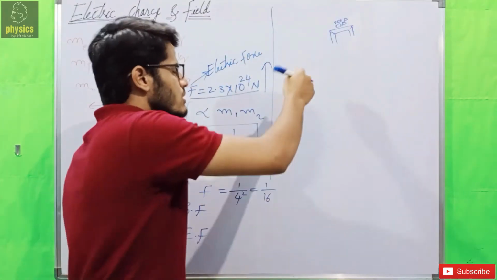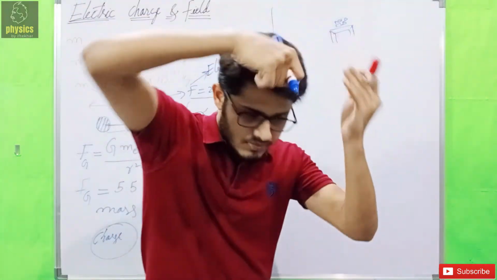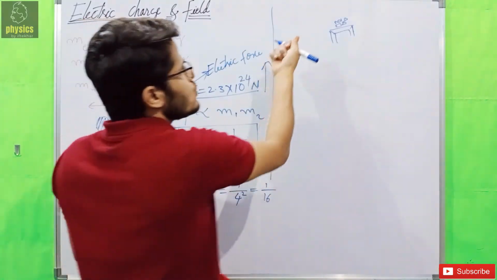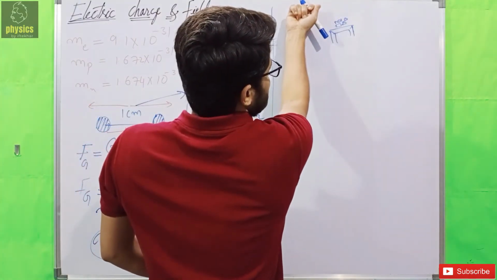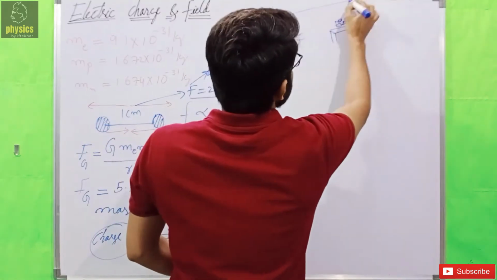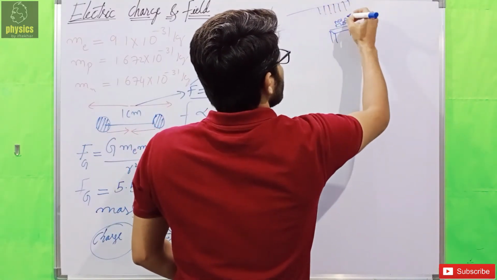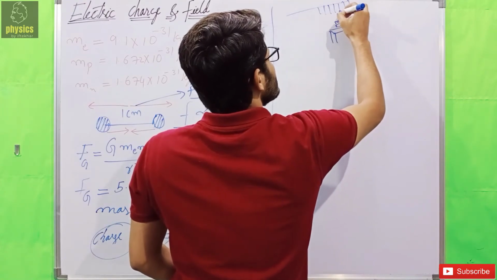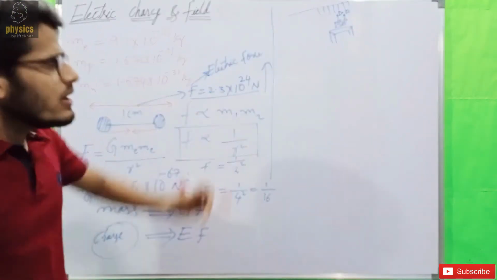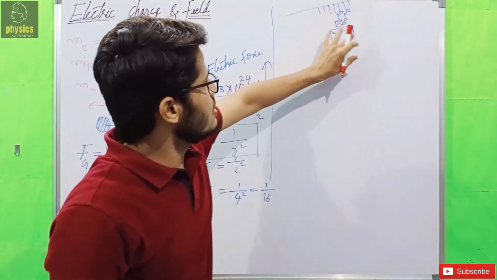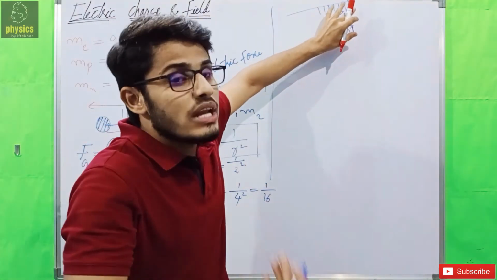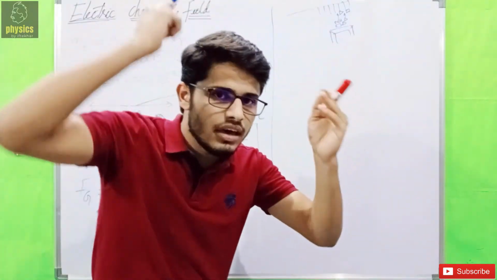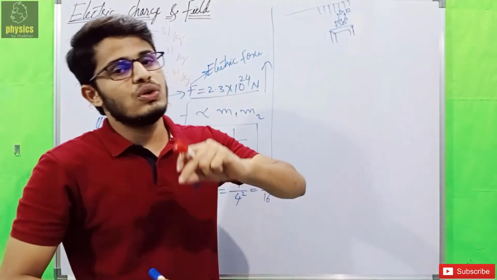But the moment I comb my hair, and after combing, again I bring this comb near these pieces of paper, now some strange phenomenon happens. The papers are getting lifted up towards the comb. And what is the reason behind this? What is actually happening inside the piece of paper, and what have I created in the comb by combing the hair? I'll explain, you will get to know in other classes.